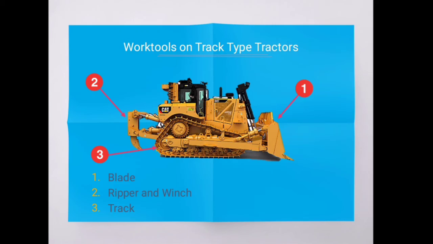Second, we have the ripper and winch. The ripper is used to break hard soil or rock layers so that they can be pushed, loaded onto a truck, or picked up using a scraper. A winch is an additional piece of equipment that can be installed behind a track type tractor, which functions to pull logs in forest applications.